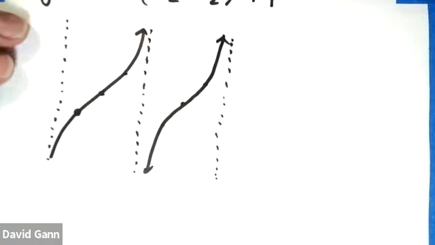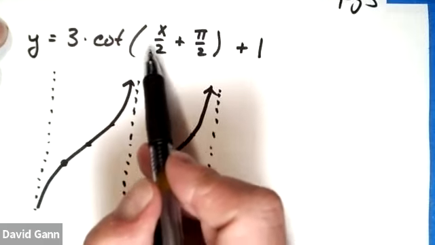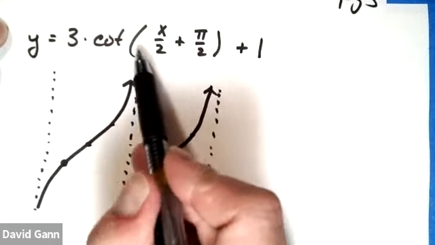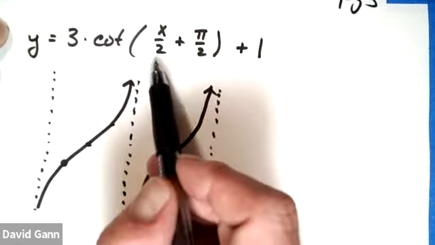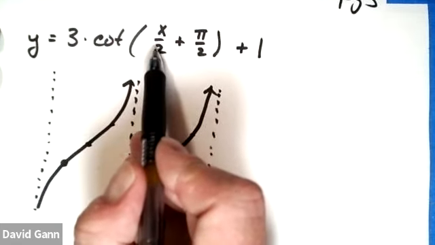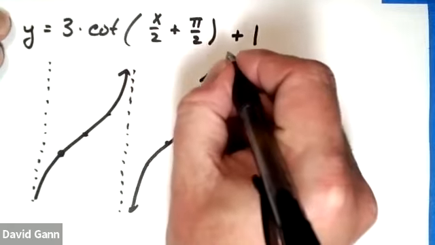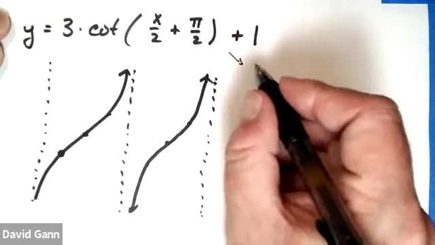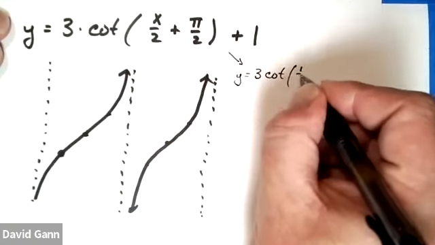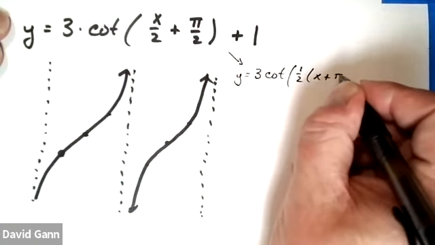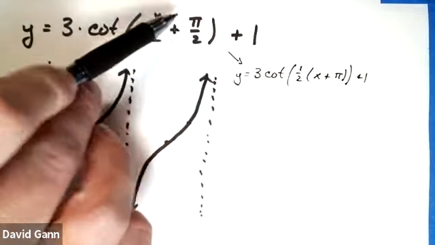to being able to graph effectively. So let's first note, remember I was saying that there's kind of a trick that occurs every time you have a non-unitary B value. The book always puts it this way, and you kind of need to factor out whatever the B value is. So just as an aside, I'm going to write the factored version of this. So y is equal to 3 cotangent of 1/2 times (x plus pi), plus 1. That's the fully factored version of this.